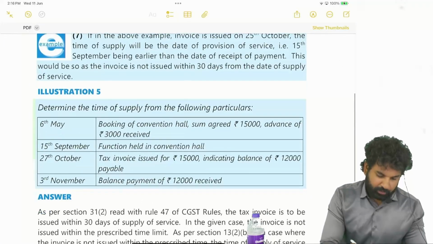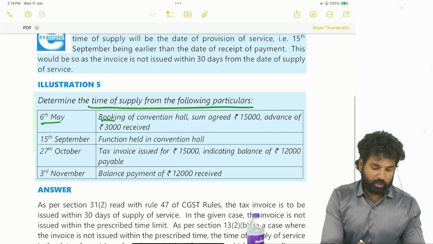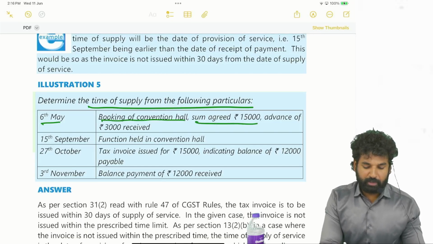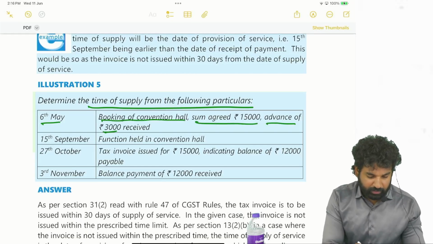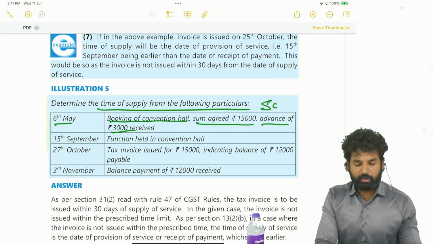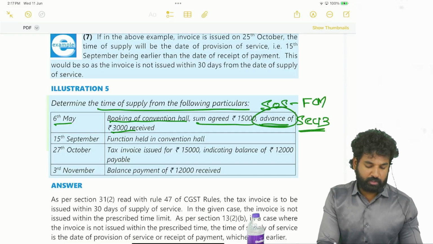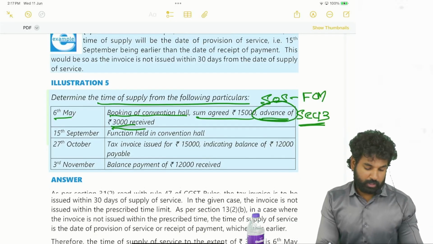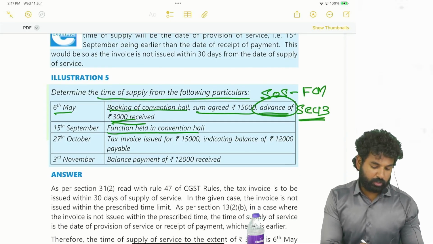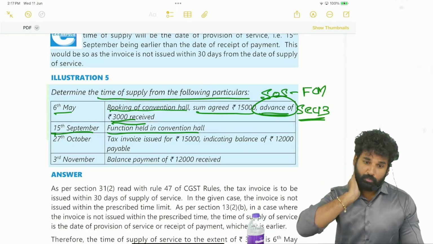See here, determine the time of supply from the following particulars. 6th May, booking of convention hall. Sum agreed 15,000. Advance of 3,000 received. Okay, supply of service. Forward charge mechanism. Okay, section 13 will apply. Okay, advance received 3,000 rupees. Now function held in convention hall on 15th September.